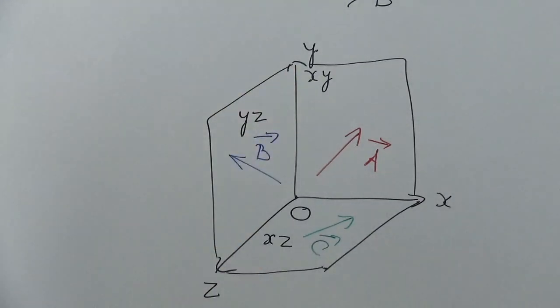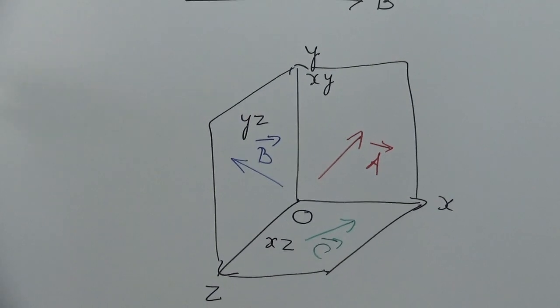Since these planes are mutually perpendicular, therefore these vectors must be mutually perpendicular. Is it so? This is a quiz question.